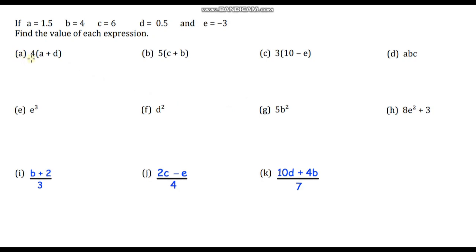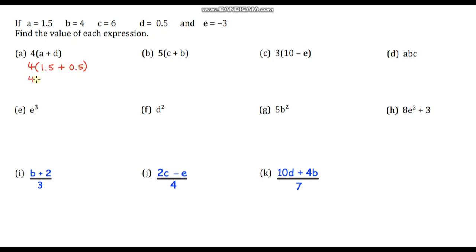So if we start off with question A, we've got 4, and then in brackets A plus D. So we've got 4 outside our brackets, and then inside our brackets, we know that A is equal to 1.5. So it's going to be 1.5 plus whatever the value is for D. Well, D is 0.5. So 0.5, close brackets. So now we just need to evaluate this expression. And because of order of operations, we always do the brackets first. So 1.5 plus 0.5, well, that's just 2.